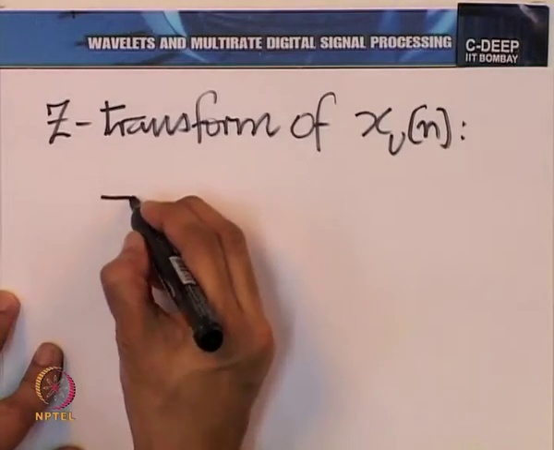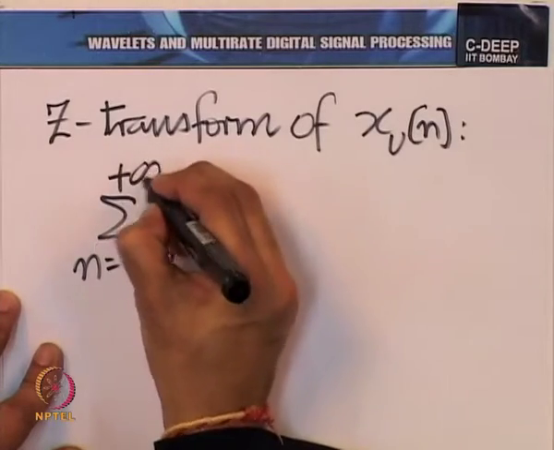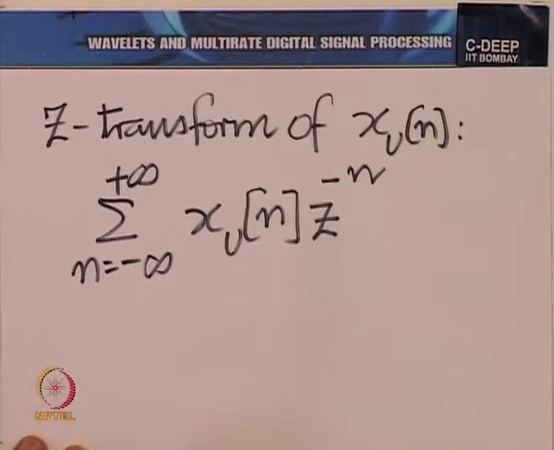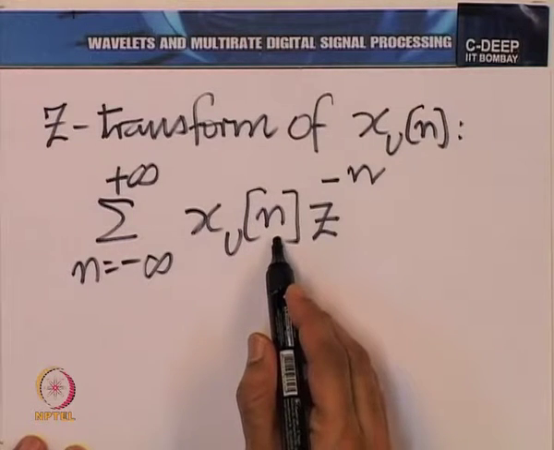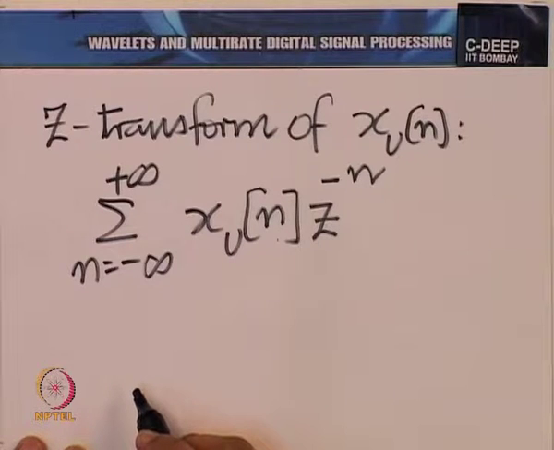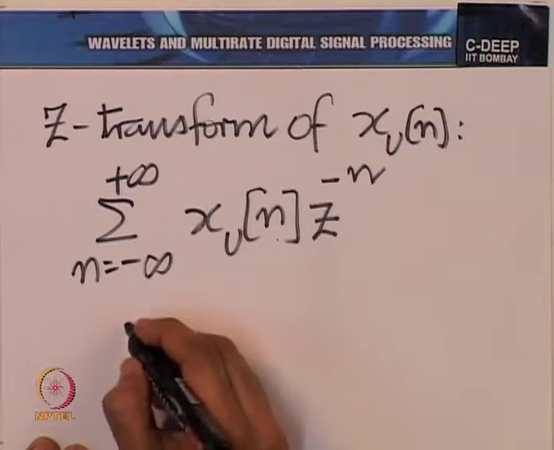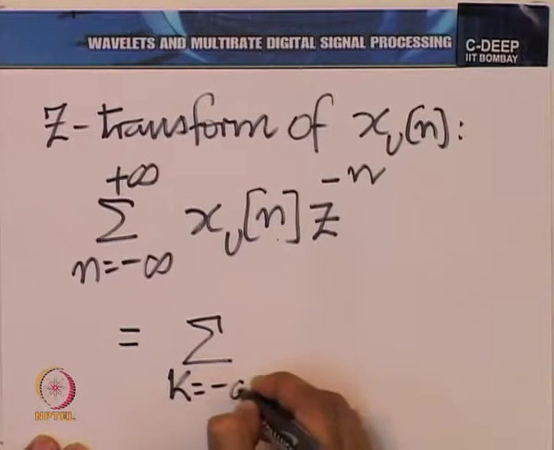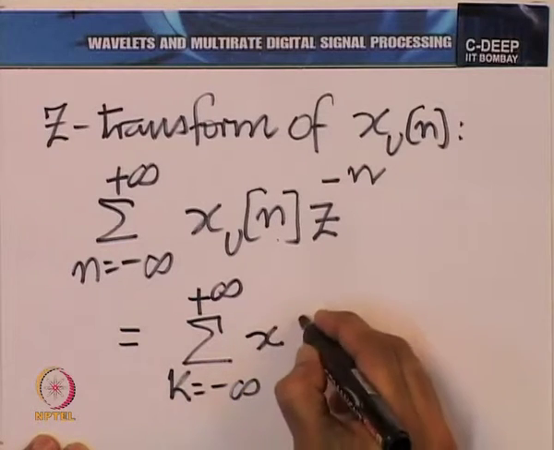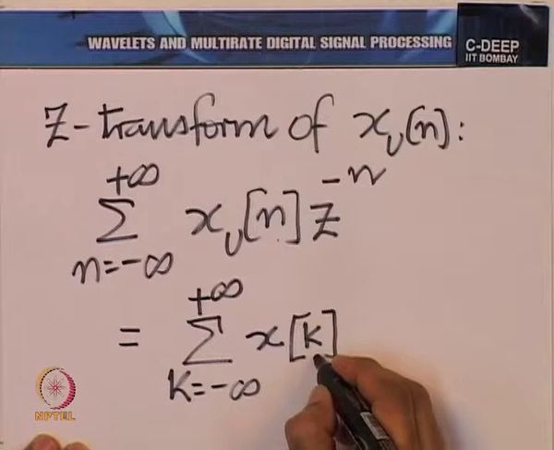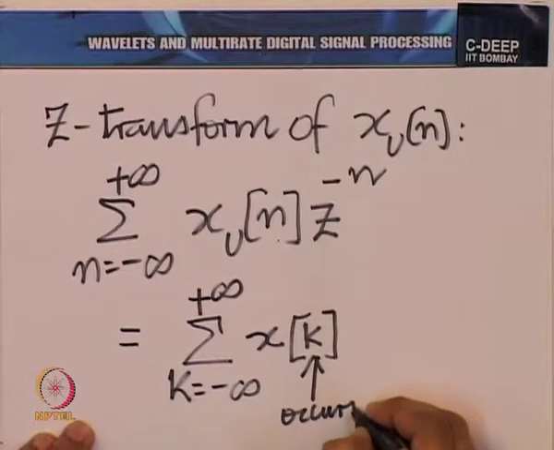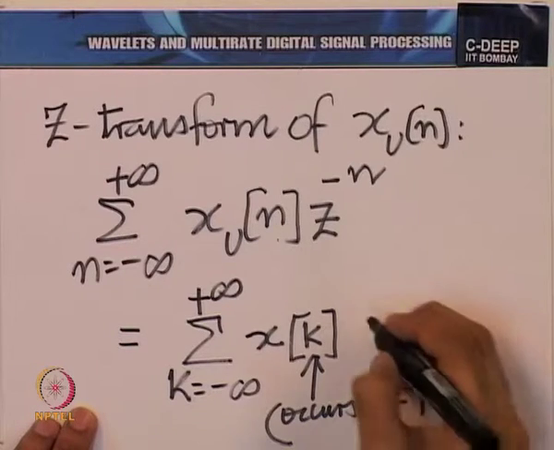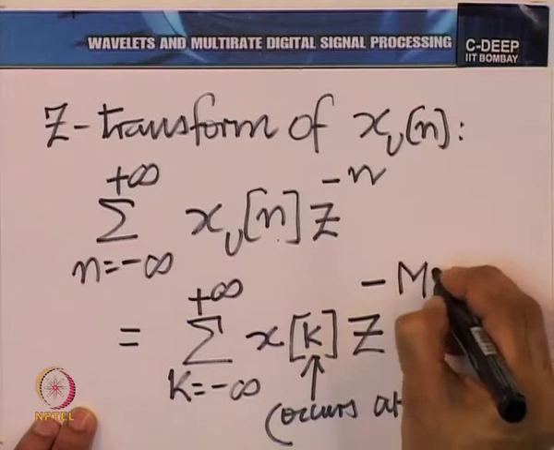That is easy. Summation n going from minus infinity to plus infinity, x u n z raised to the power minus n. And the only catch is, among all these n's, only those n's have a non-zero sample which are multiples of capital M. And therefore, we can rewrite this summation here as summation again, let us say k going from minus to plus infinity, x of k. Now, remember, x of k occurs at the point M times k in x u n, and therefore, here we have z raised to the power minus capital M times k coming up.